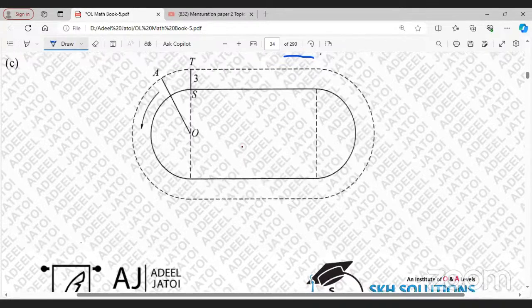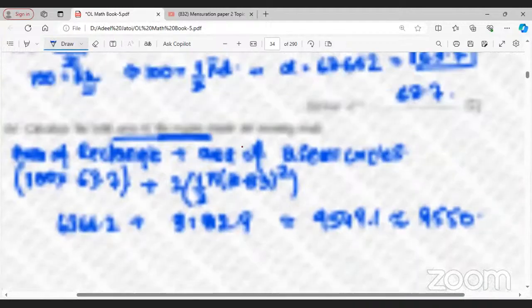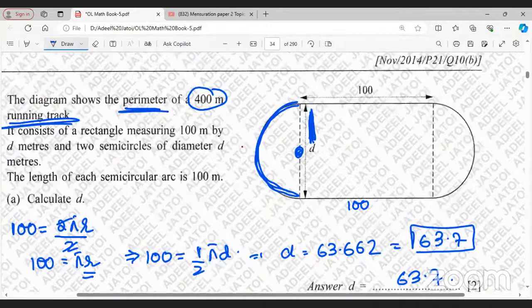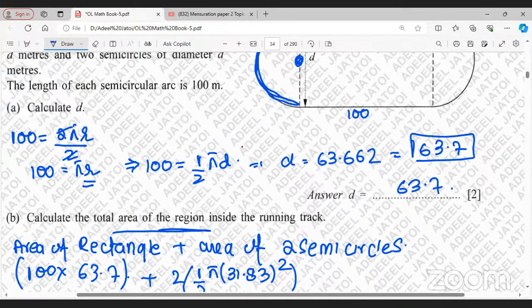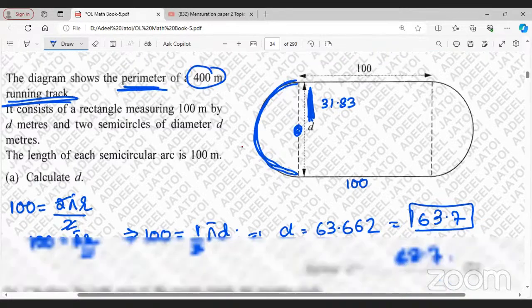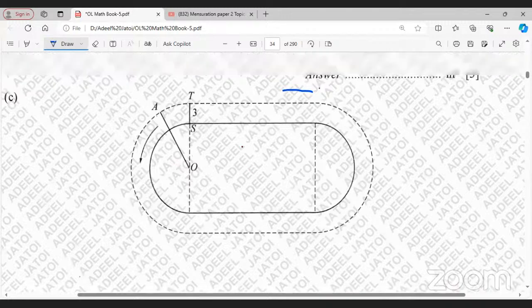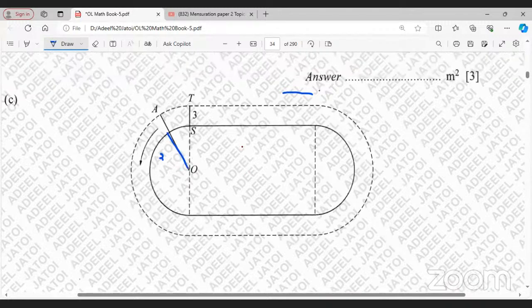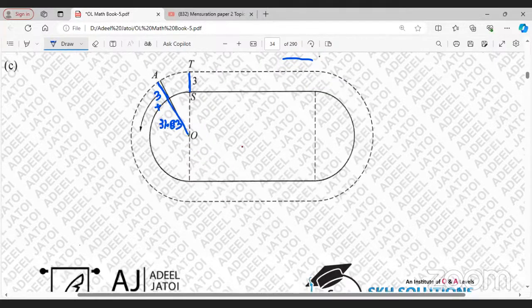So the outer radius, the inside radius is with this help, right? So this was what? 31.83. Let's say from here till here was 31.83. So this is your 3, so automatically this will be 3 as well. So we add 3 for the outer radius, right? So the outer radius is 31.83 plus 3, which is 34.83.